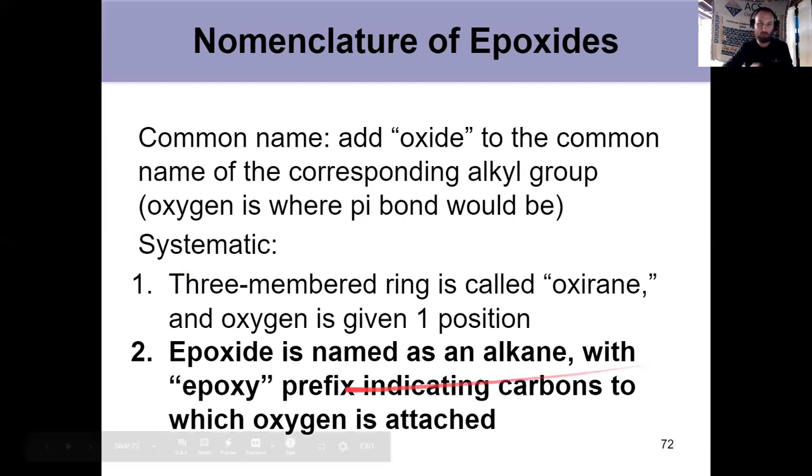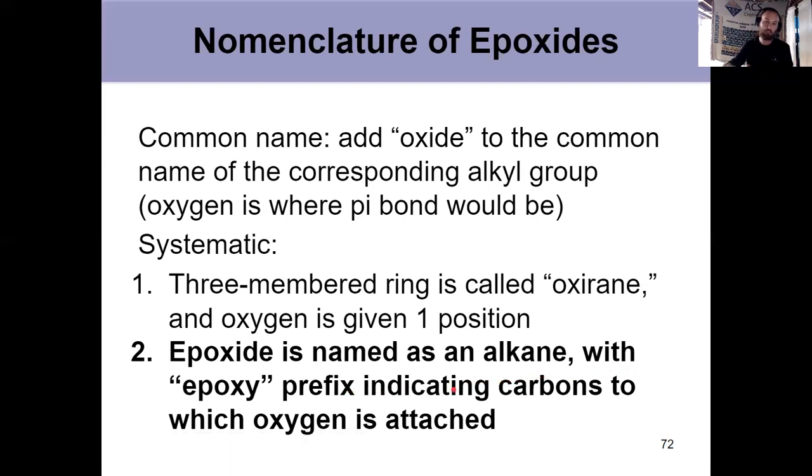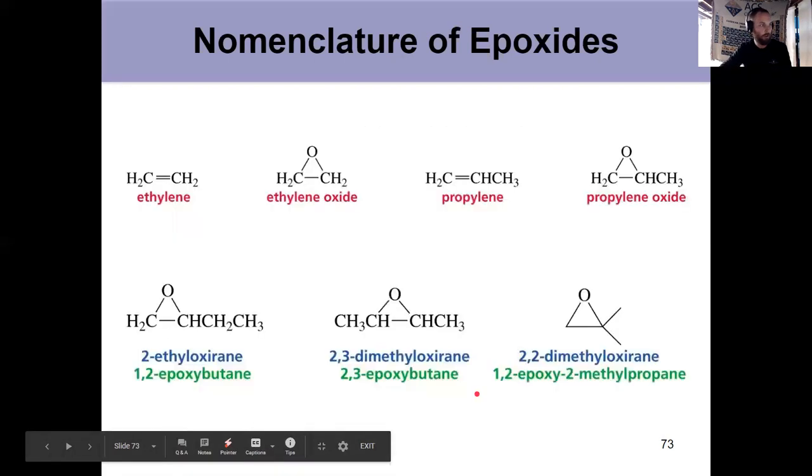Number 2, which I bolded here, is the one that's really common. Name it like you would name an alkane with your parent chain, but then just use epoxy as a prefix plus numbers to tell you which 2 carbons the epoxide is attached to. So that's what I'm talking about right here. 2,3-epoxybutane, 1,2-epoxybutane, 1,2-epoxy-2-methylpropane. Just name it as a substituent, including both carbons where the epoxy group is attached.